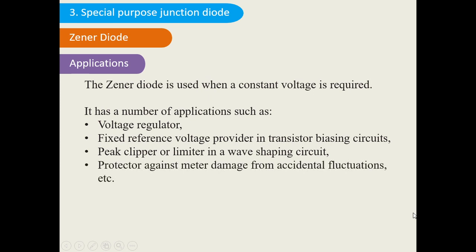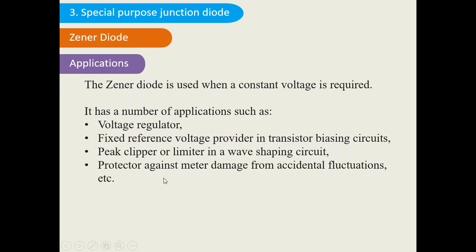Next, it is used as a protector against meter damage. There can be a situation where the voltage is increasing drastically from accidental fluctuations. If the voltage increases to a very high peak value, this Zener diode can be used as a protector. In order to prevent damage to any other circuits, Zener diodes can be used as a protector.